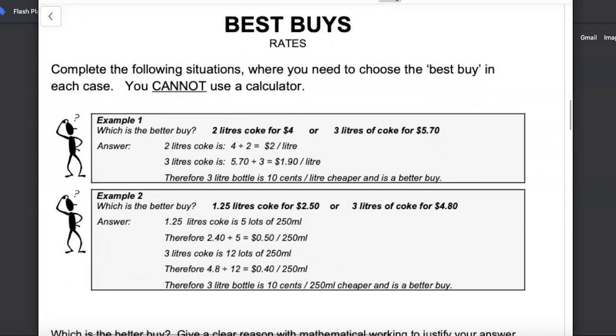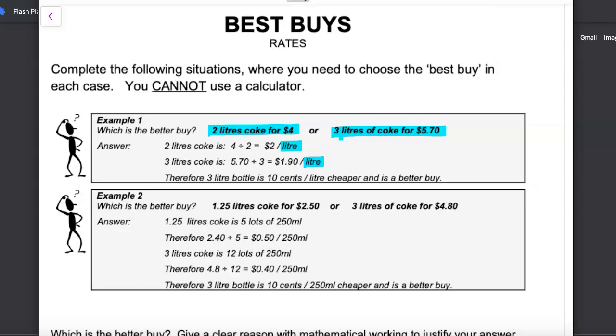So here are some really straightforward examples of some more best buys. Here we don't want to use our calculator to try the following. I've got some examples here for you of how we can, another Coke example, see how we can break down 2 litres of Coke versus 3 litres of Coke by using that rate for 1 litre.